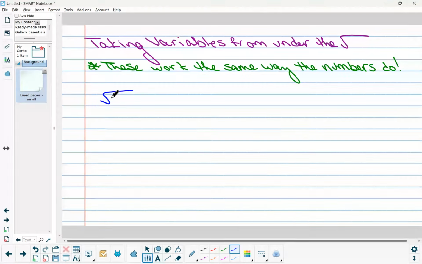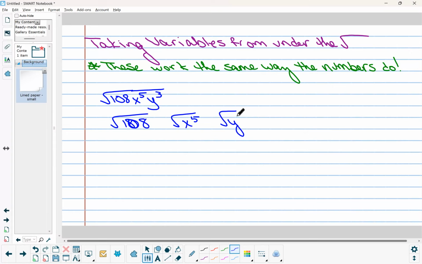Let's do a square root of 108, x to the 5th, y to the 3rd. I'll kind of deal with these all separately. I'll do the root of 108, and then I'll deal with the root of the x to the 5th, and then I'll deal with the root of the y to the 3rd. So we'll deal with these separately.